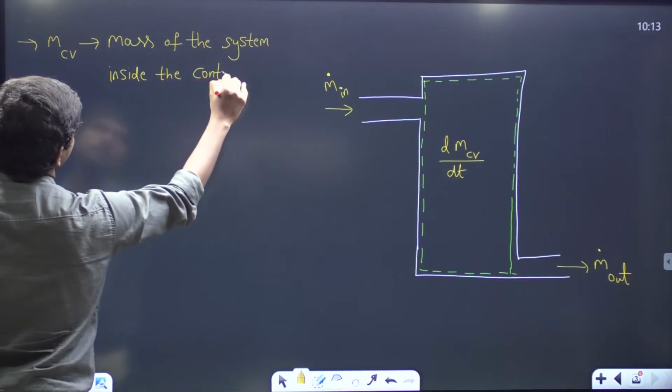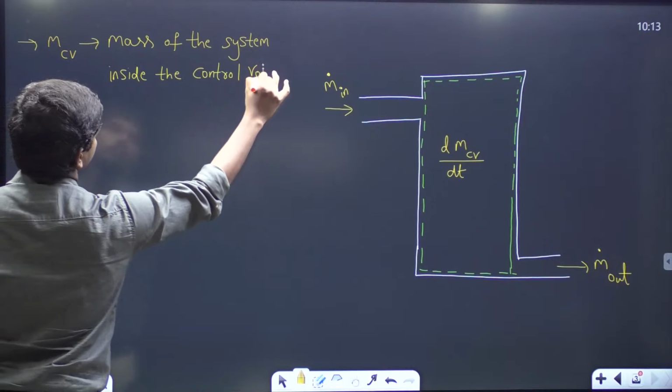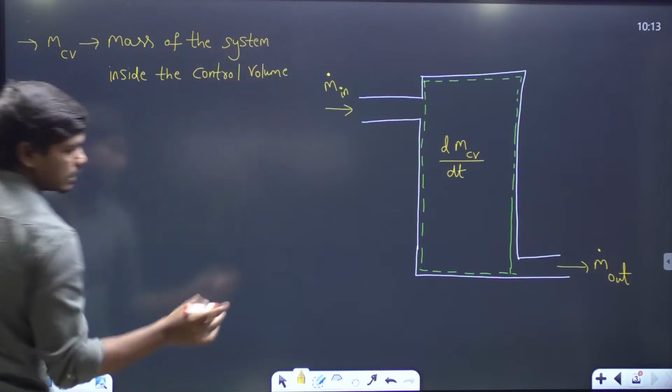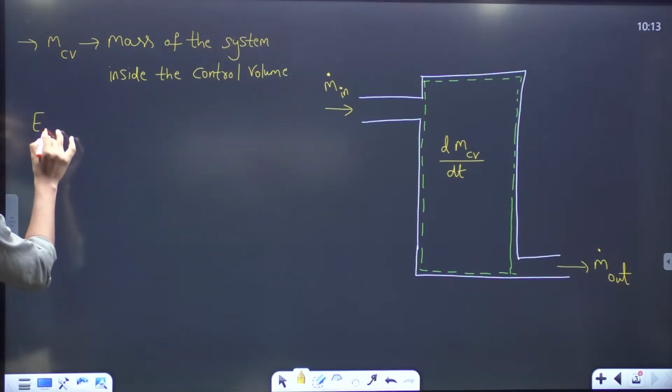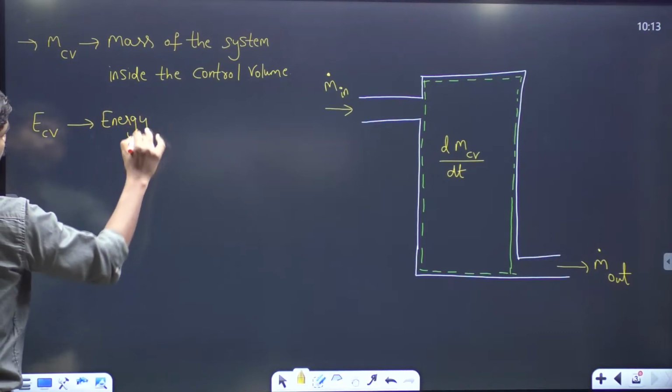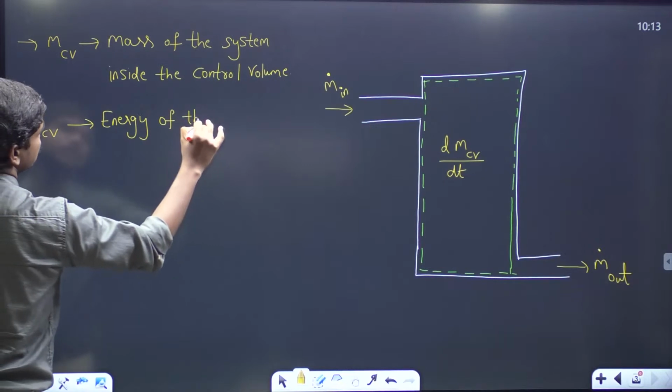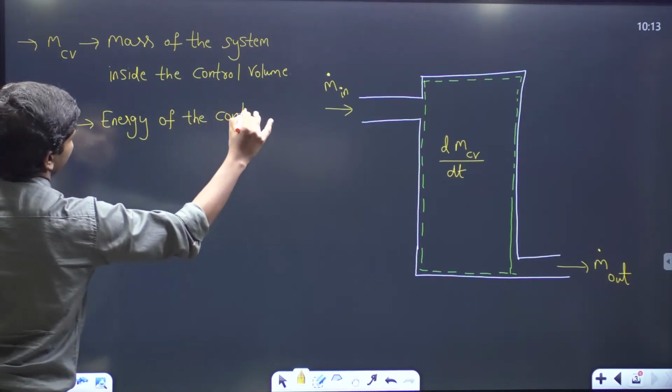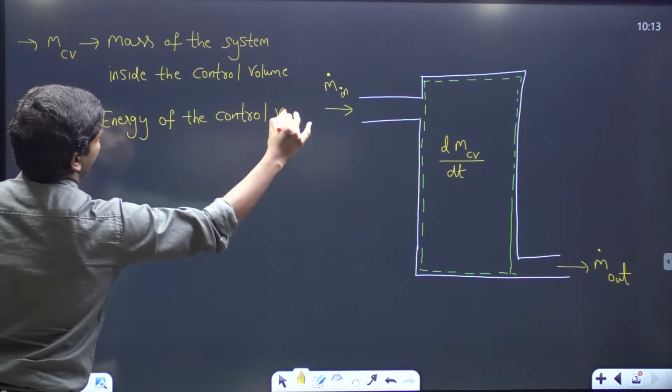Inside the control volume. Okay, next. Let E_CV be the energy of the control volume.